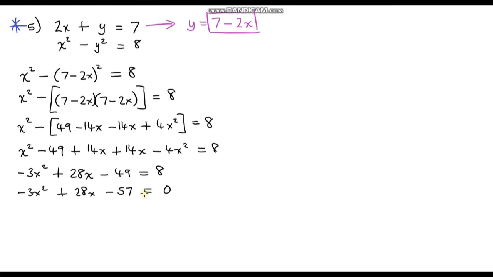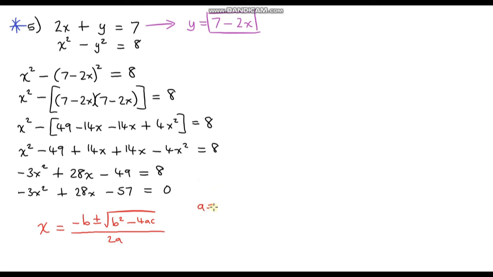Now we're going to solve this equation. This time it looks a bit trickier, so I'm going to use the quadratic formula. Let's remind ourselves what the formula is. To solve any quadratic equation, we can use the formula x is equal to minus b plus or minus the square root of b squared minus 4ac, all over 2a. So this is our formula. Let's write down what our values for a, b and c are.